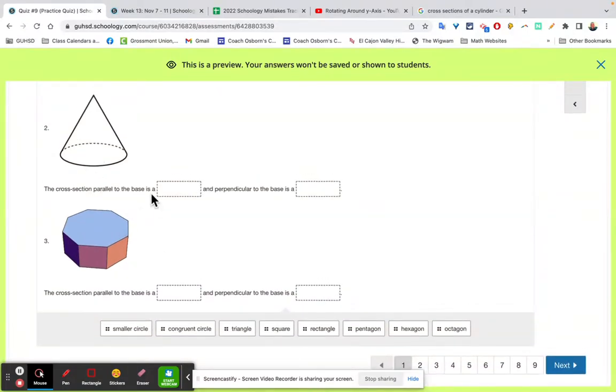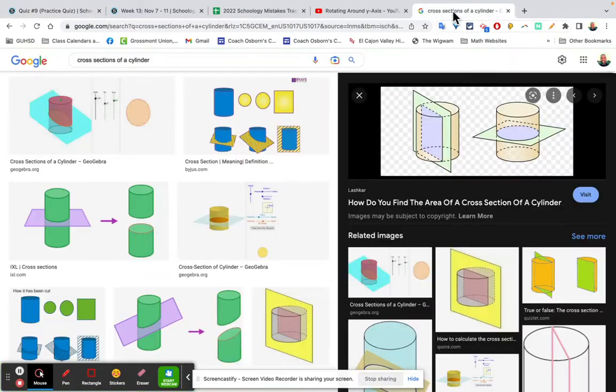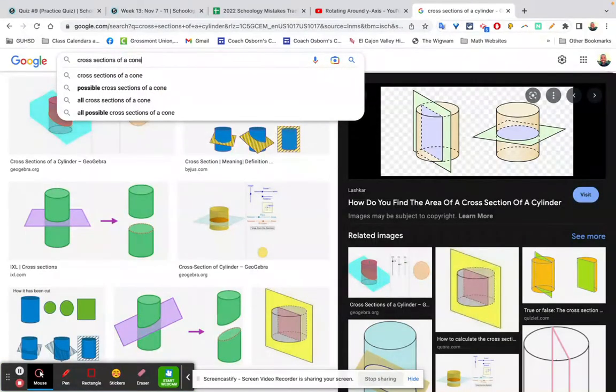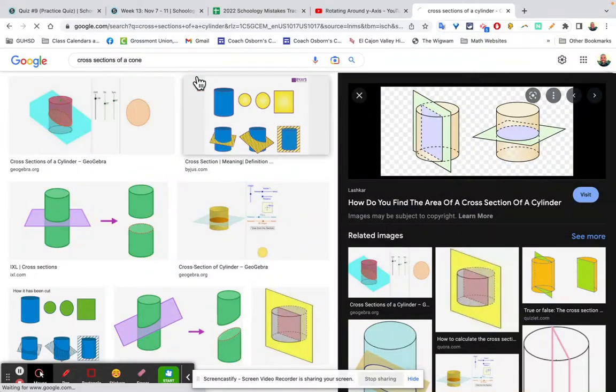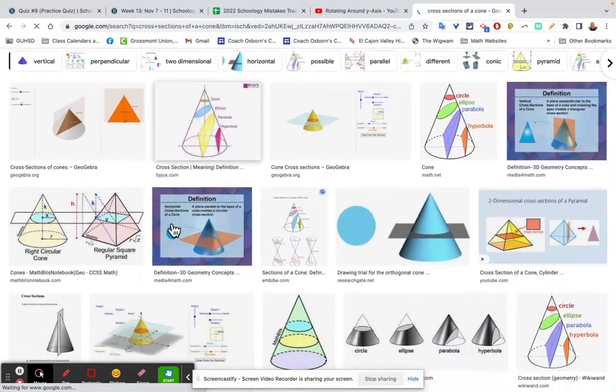Okay. Now for this one, if I cut straight across parallel to the base, your cross section should look like the base. Okay, and if I cut straight across this one, I'm going to get a circle. Now the thing is with a cone, let's take a look at a cone here. Depending on where you cut the cone, you're going to have different size cross sections.